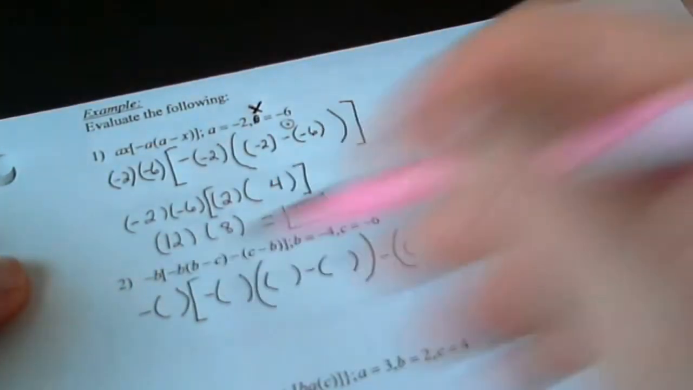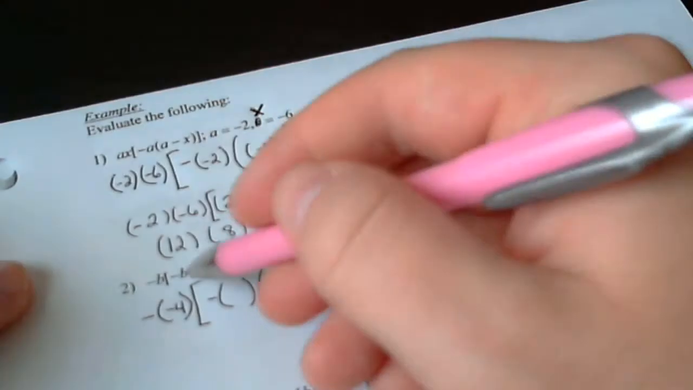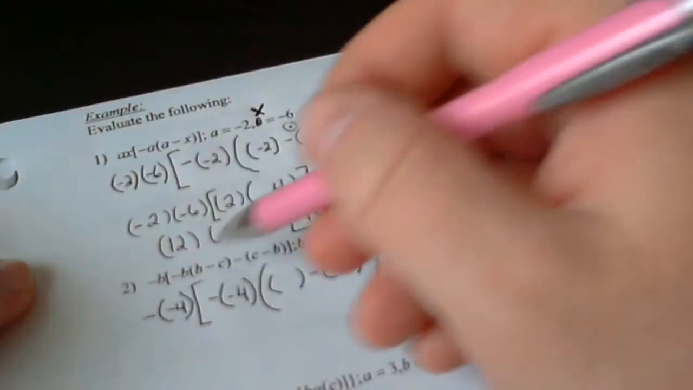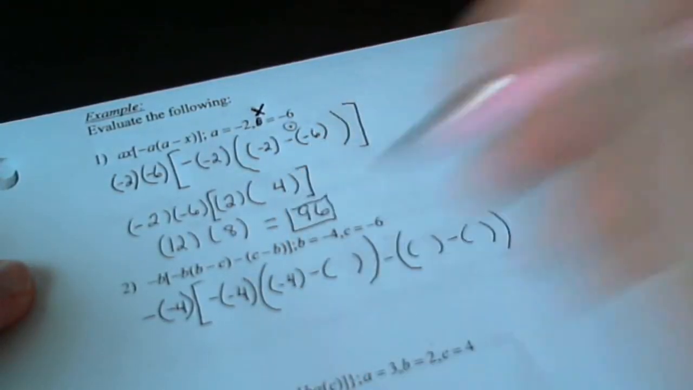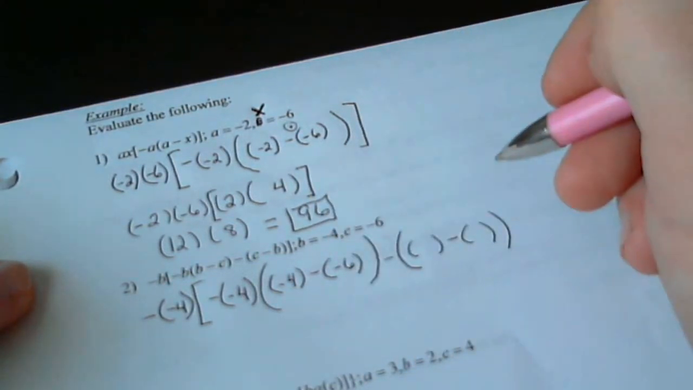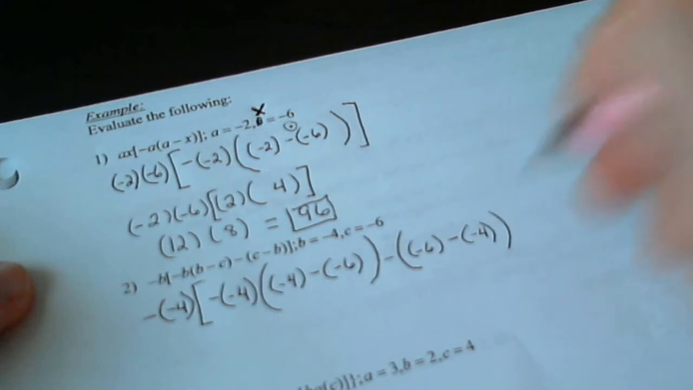Okay, let's fill in. B is a negative 4. Here's B again, that's a negative 4. Here's B again, that's a negative 4. C is negative 6. Here's C, a negative 6. And then B again is a negative 4. Okay.